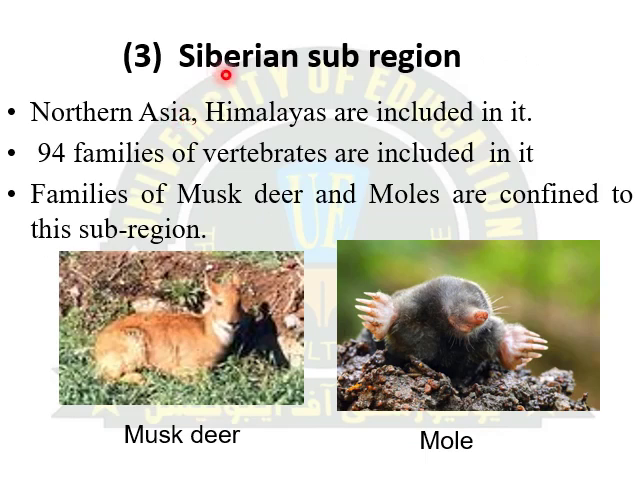Now we are going towards the third sub-region that is called the Siberian sub-region. In the Siberian sub-region, Northern Asia and the Himalayas are basically included. About 94 different families of vertebrates are included in this sub-region. Families of musk deer and moles are the main families of mammals present in the Siberian sub-region. Here you can see the diagram of musk deer and mole.